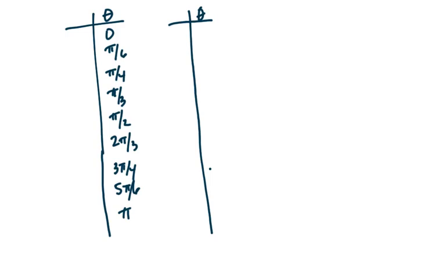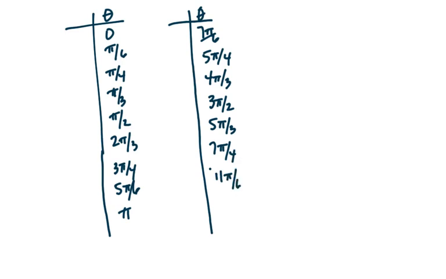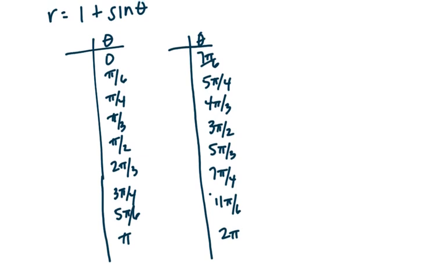As we keep going, we find that we have 7 pi over 6, 5 pi over 4, 4 pi over 3, 3 pi over 2, 5 pi over 3, 7 pi over 4, 11 pi over 6, and then 2 pi. So we're looking at 1 plus sine theta.